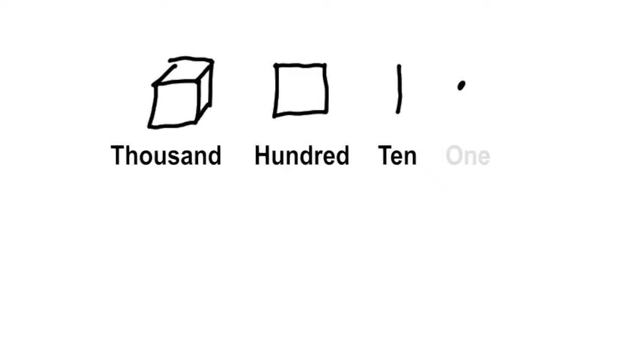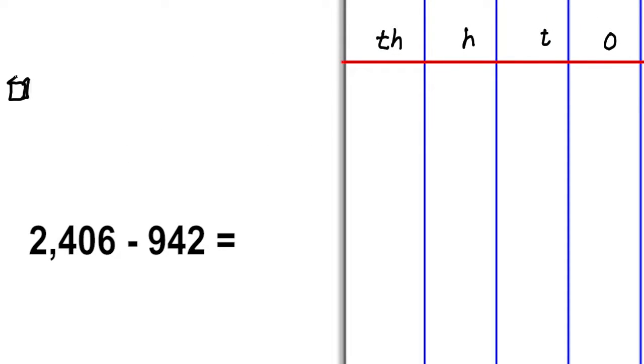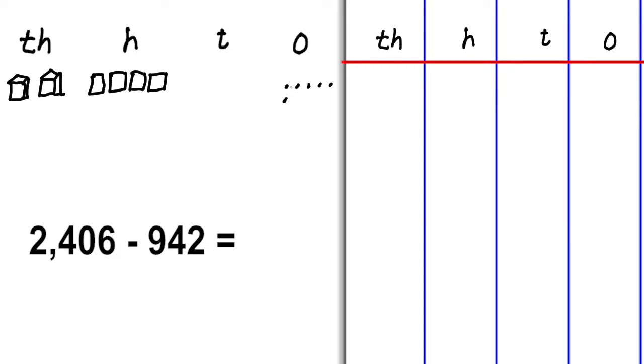Let's move to a problem using drawings to represent the base 10 blocks. They can be called cube, box, stick, and dot. The cube represents 1,000, the box represents 100, the stick represents a 10, and the dot represents a 1. 2,406 subtract 942. Draw 2 cubes, 4 boxes, and 6 dots, and write 2,406 minus 942 next to it.